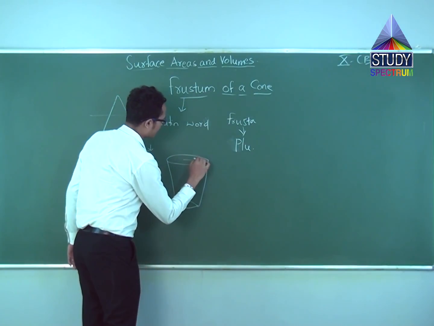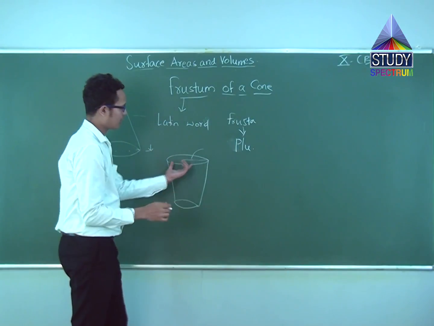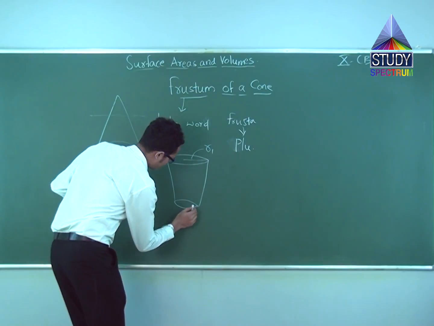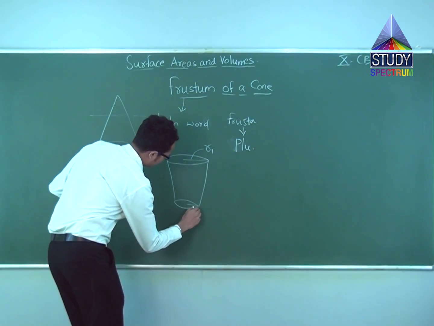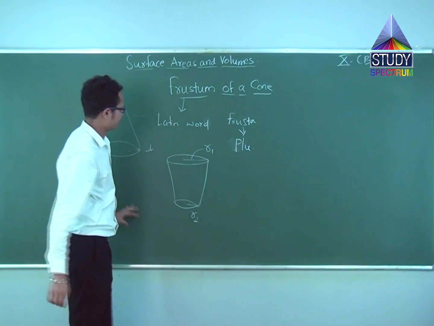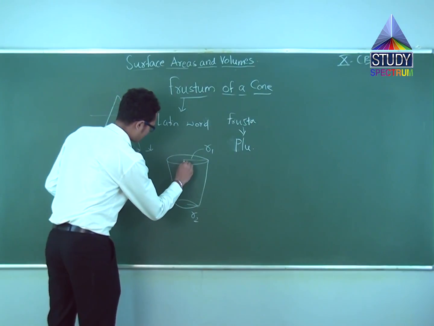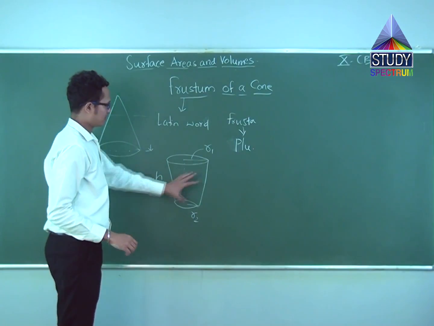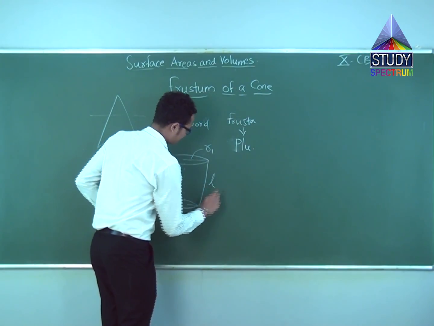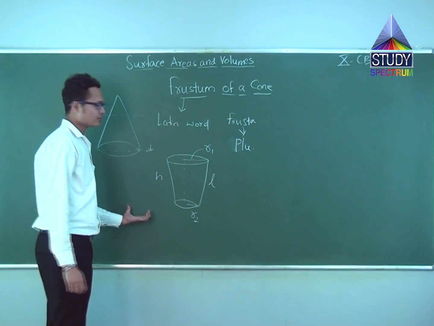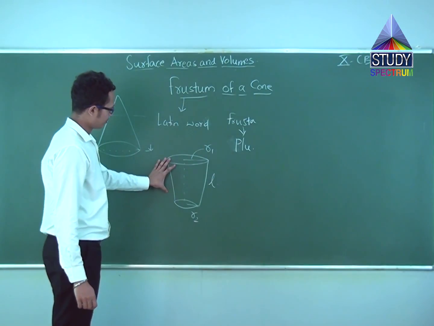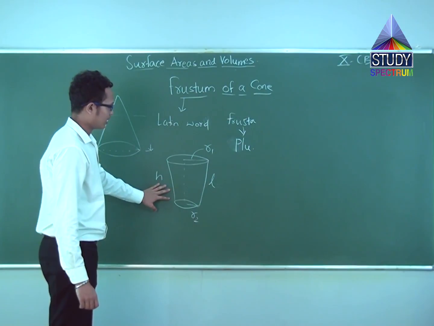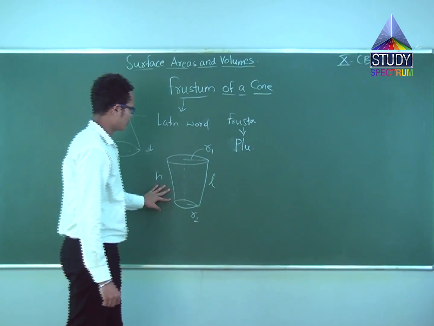Let me indicate the radius of the upper circle by R1, and the lower one by R2, and this is the height, and the slant length is L. We do not have derivations for the formulae of a frustum. Let me directly write all the formulae and tell you the trick to remember them.